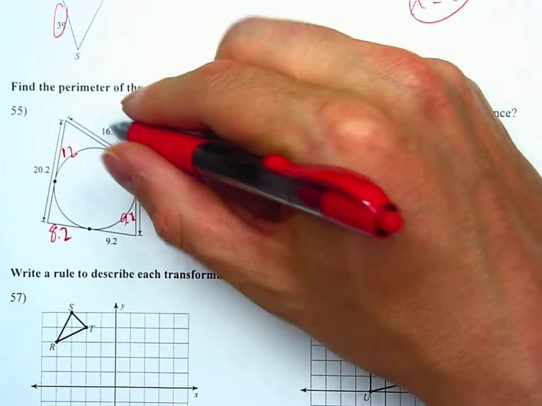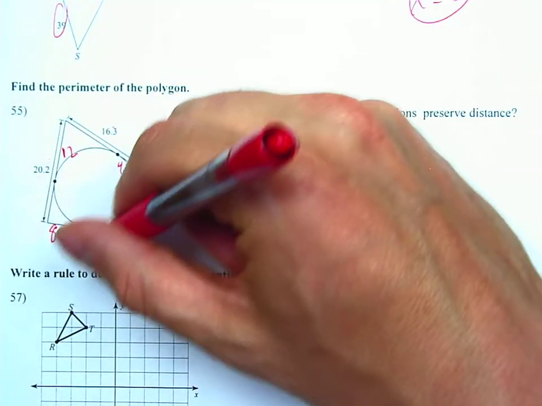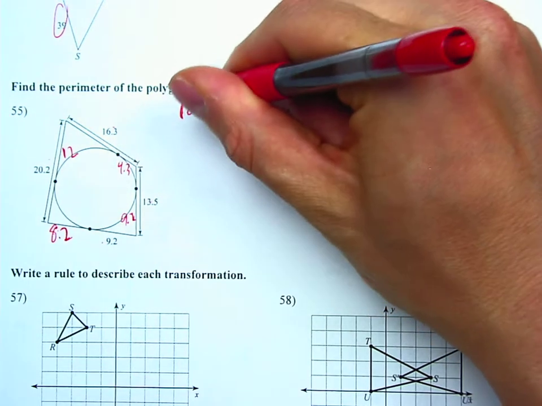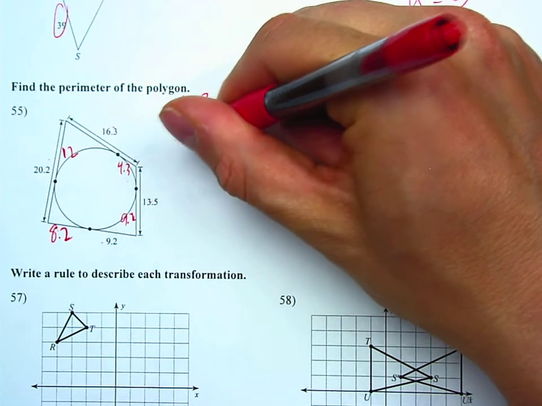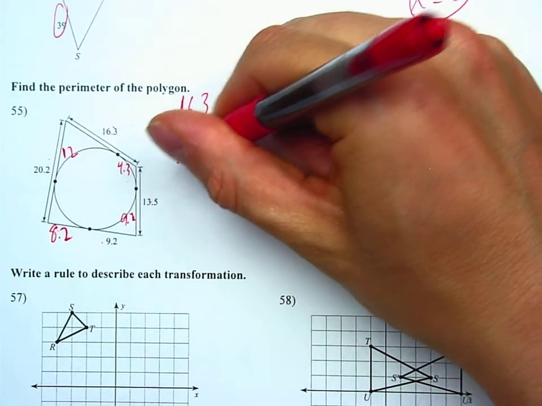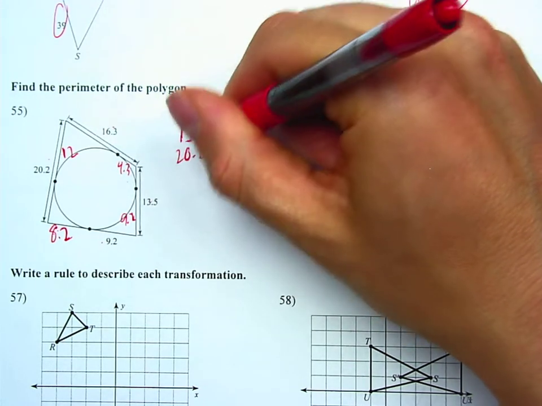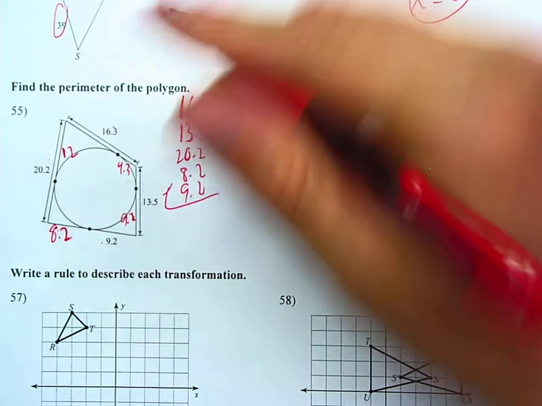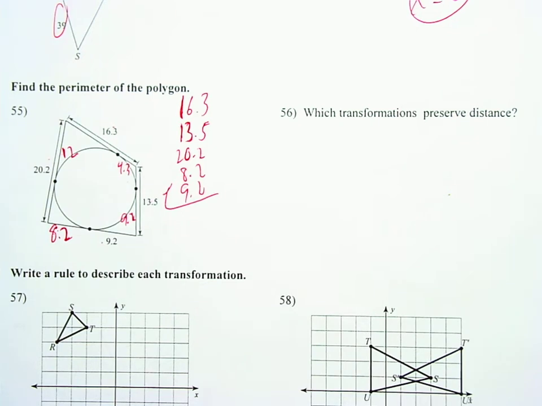So now I can add my 3 given sides plus the side in the bottom, the base. I did try to make the numbers smaller on the actual exam so that you can do this easier by hand. So there's my 3 given sides. I got 8.2 and I got 9 2/10 here. There's my other 2 sides. So I got 16 3/10 plus 13 5/10 plus 20 2/10 plus 8 2/10 plus 9 2/10. I got 67 4/10.